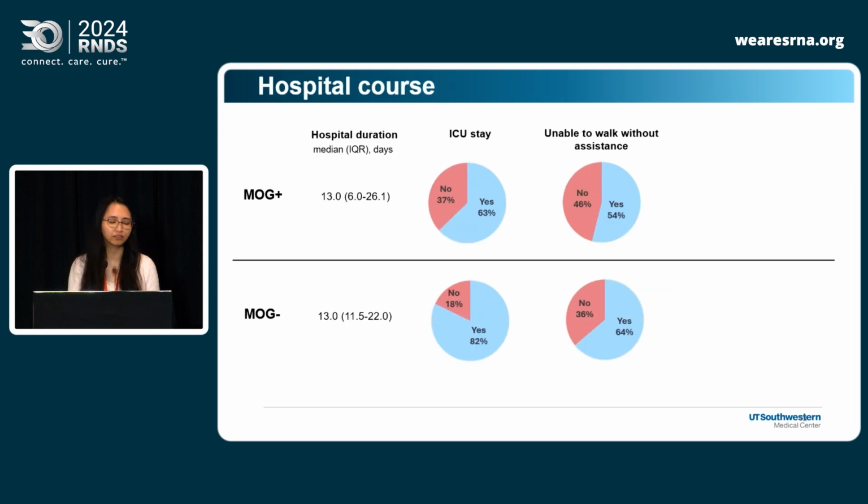We also looked at their overall course, how they did in the hospital. It seems like they stayed in the hospital for a similar duration of 13 days. In terms of needing ICU care for whatever reason, it's pretty similar, maybe a little higher in the MOG-negative group. In terms of functional impairment, looking at the inability to walk without assistance, it's pretty similar, maybe a little higher in the MOG-negative group.